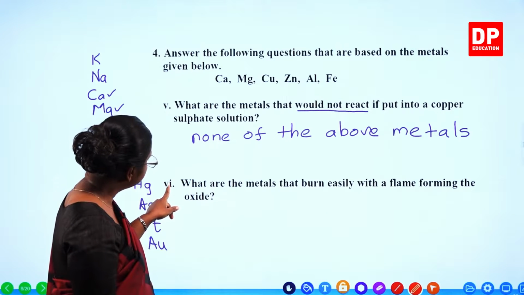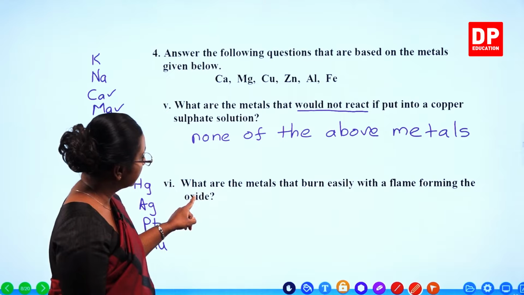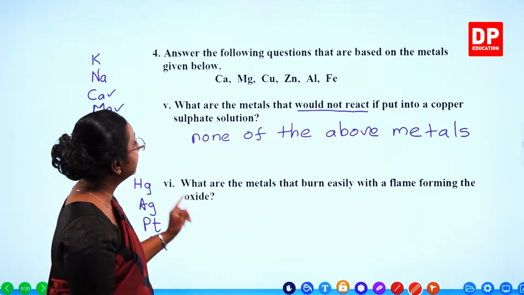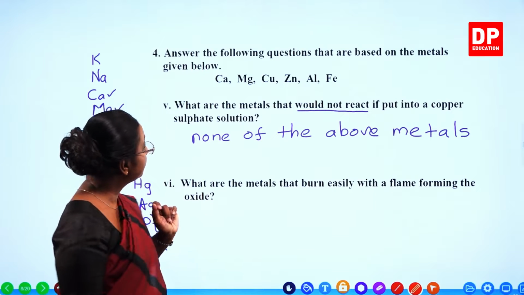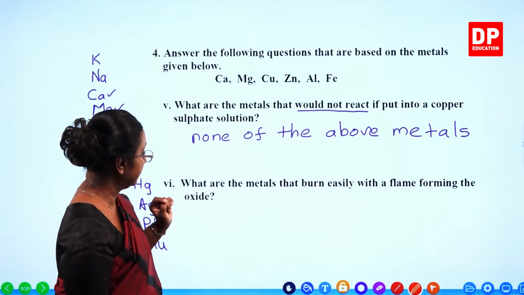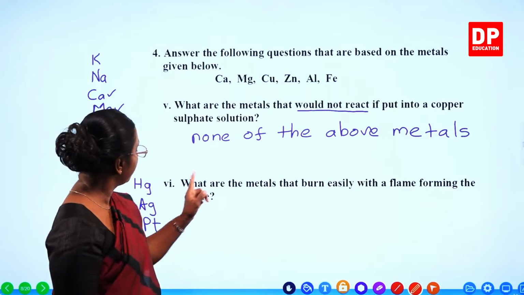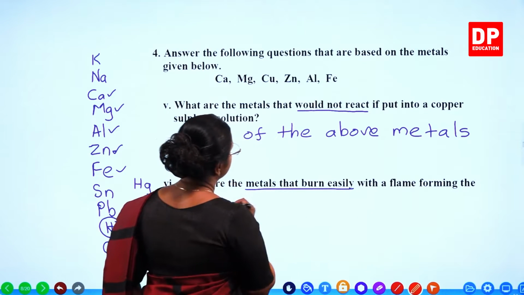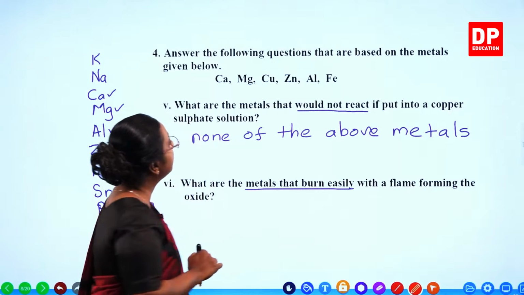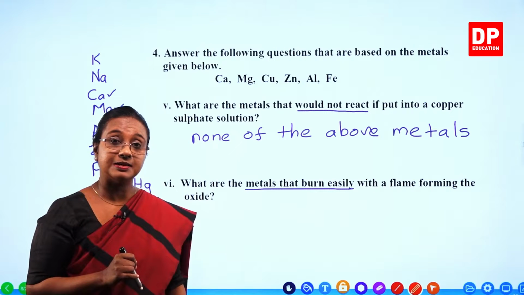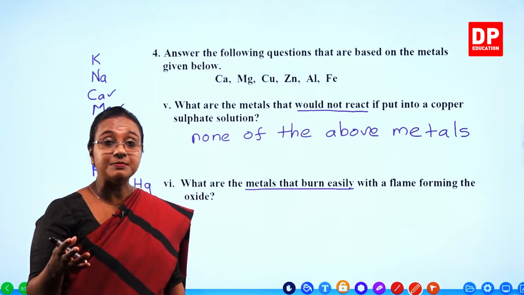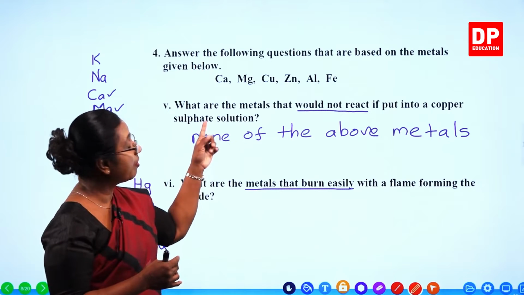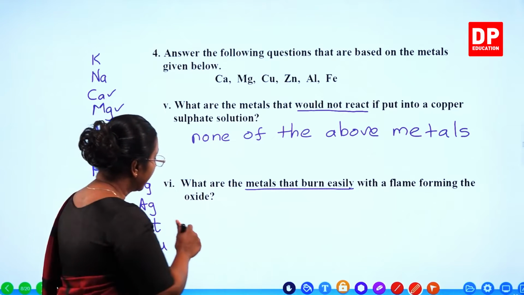Then the sixth one. What are the metals that burn easily with a flame forming the oxide? What are the metals that burn easily? You can remember we did the activity with magnesium. When we burn magnesium in the Bunsen flame, it burns with a bright white flame forming magnesium oxide. So that is one.